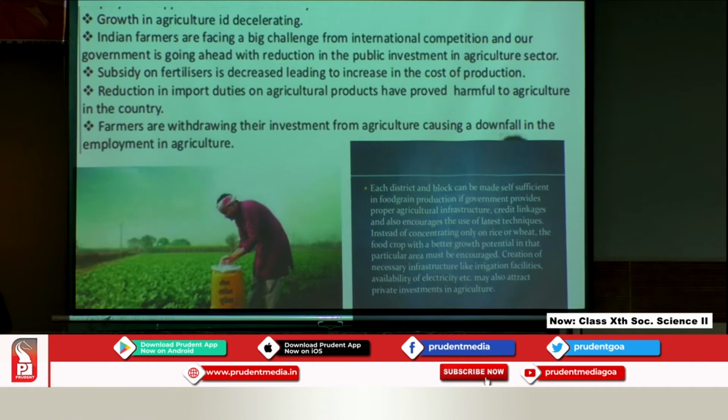Okay, also encourage the use of latest techniques. What is the latest technique? Don't make it primitive, move ahead. Instead of concentrating only on rice and wheat, we need to grow crops which have got better potential in that area, so that we increase the produce of that particular crop which is endemic to that place.